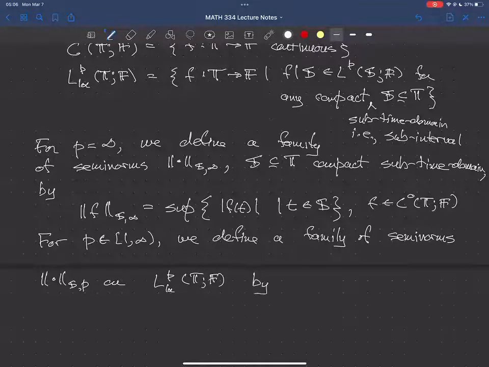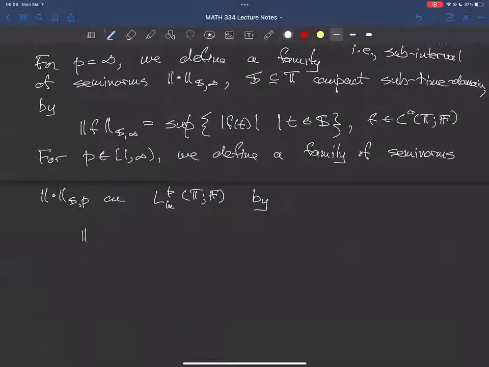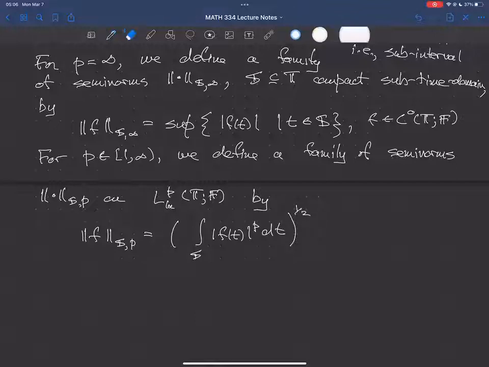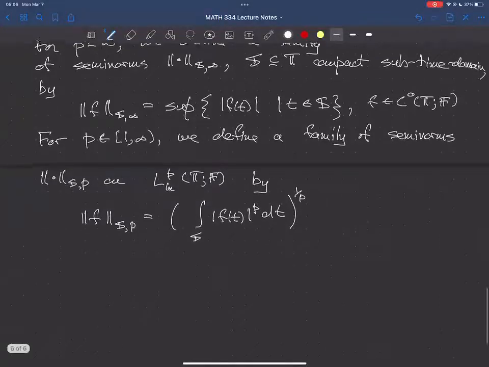So F_S(p) is the integral over S of f(t)^p dt. And so I'm following my policy here of using Riemann integral notation for the Lebesgue integral, as I talked about last time.